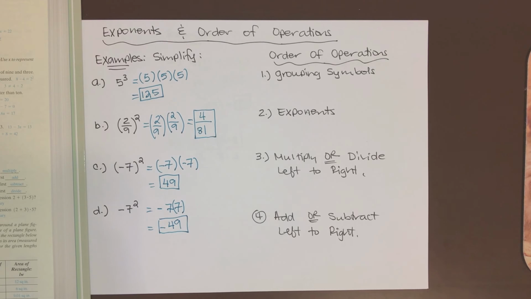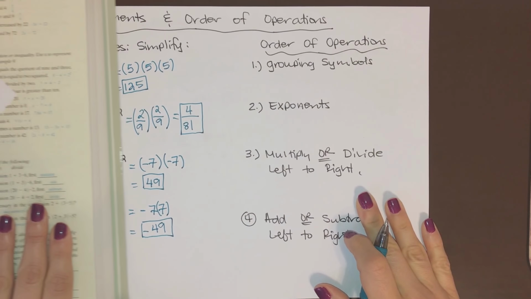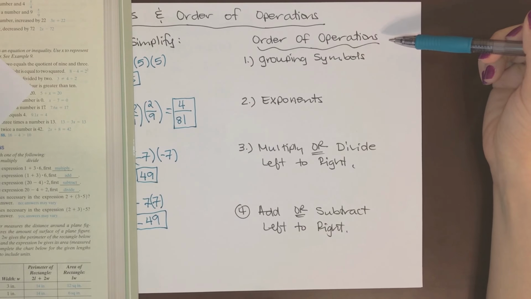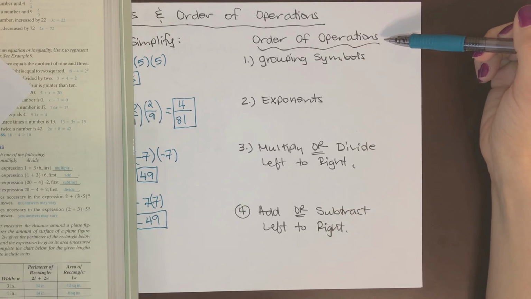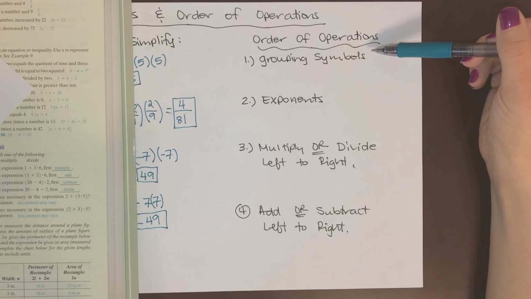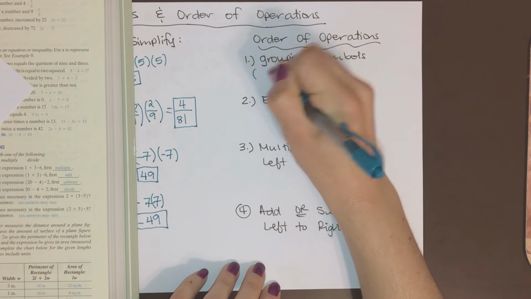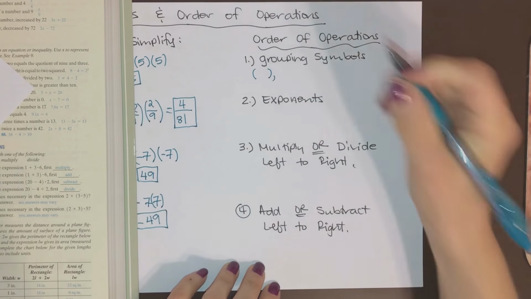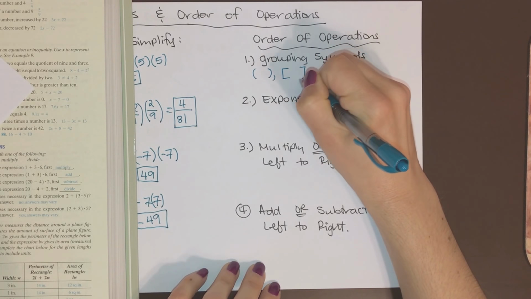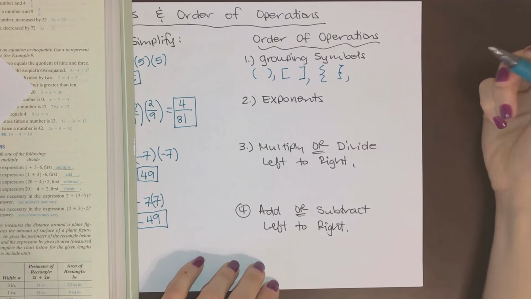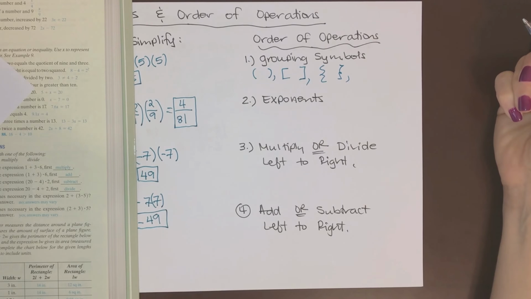Let's take a look and review our order of operations. The first thing we want to do for an order of operations problem is we would like to calculate whatever is inside of the grouping symbols. Grouping symbols can be parentheses, brackets, braces. They can also be absolute value and a division bar.